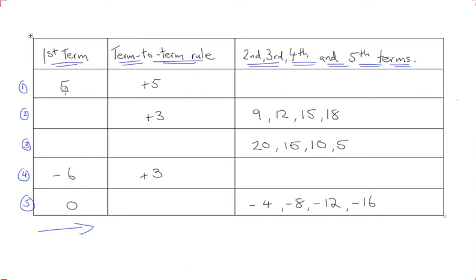Okay, well, I know the first one is 5, and it's +5 each time, so that means the second would be 10. The first term is 5, the second term is 10, because we +5 each time. That means the third term would be 15. The fourth term would be 20, and the fifth term would be 25. And that's all we have to do. Using the information we have here, here, and here, we are able to fill in the blank here.